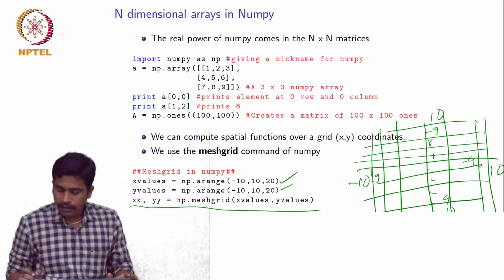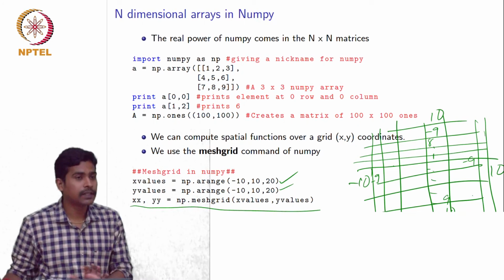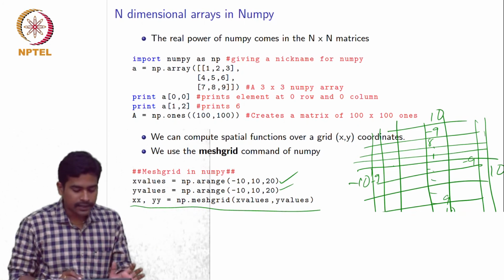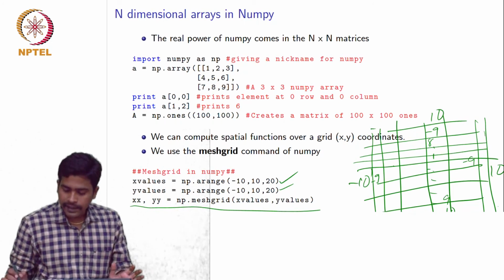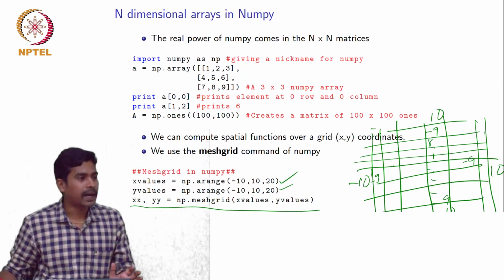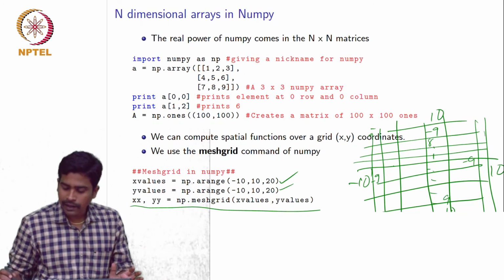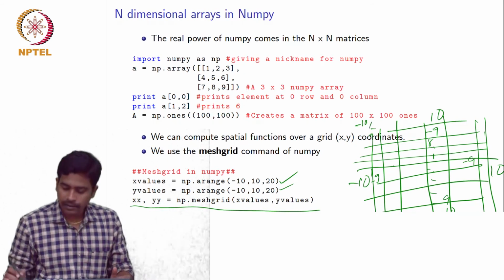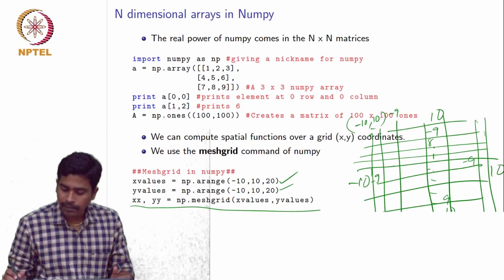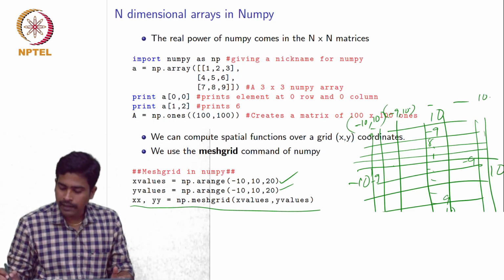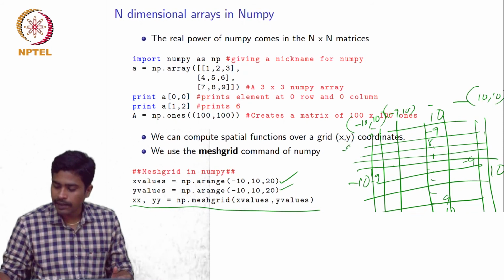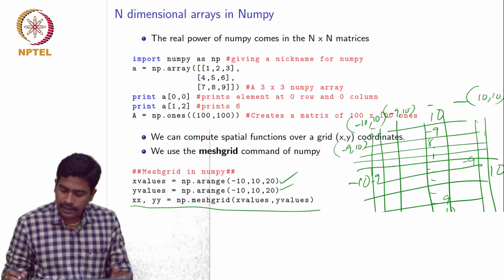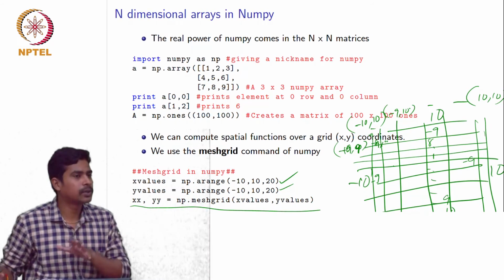By using this command, it takes the range of x and range of y values, and it will return two matrices, xx and yy, and the xx and yy will hold a two-dimensional matrix of 20 by 20. For example, in this example it is going to be minus 10 comma 10, minus 9 comma 10, and so on all the way till 10 comma 10. Similarly, minus 10 comma 9, minus 9 comma 9, and so on. So this is how the coordinate system is going to look.